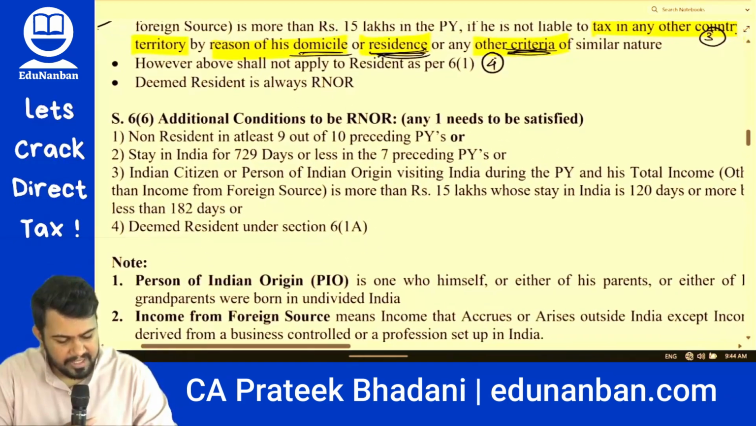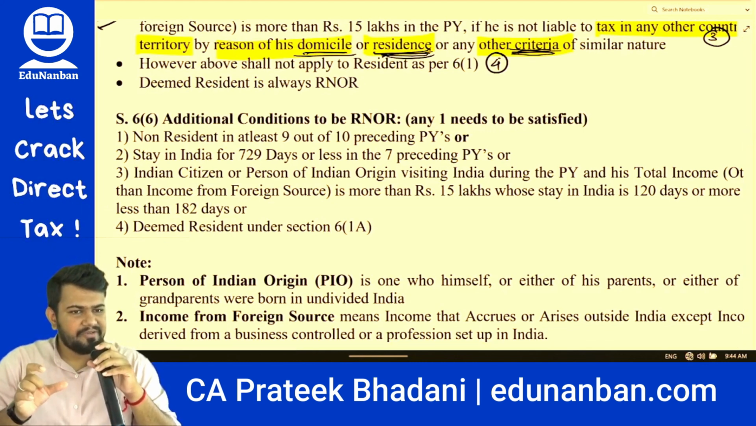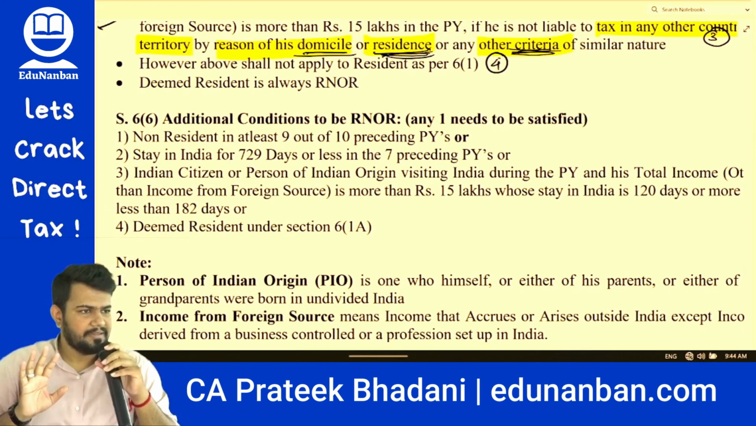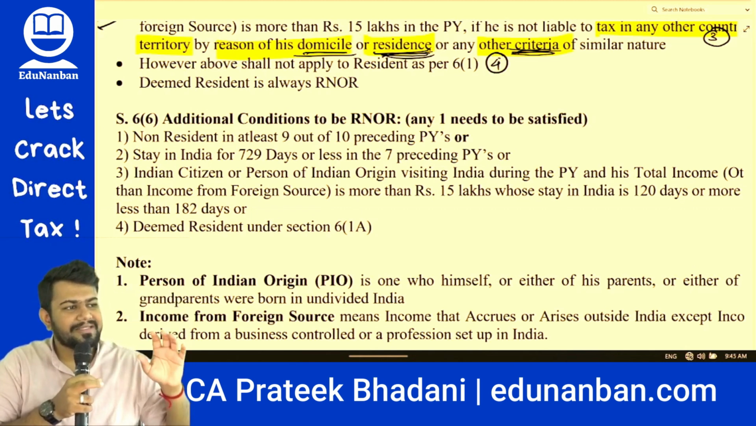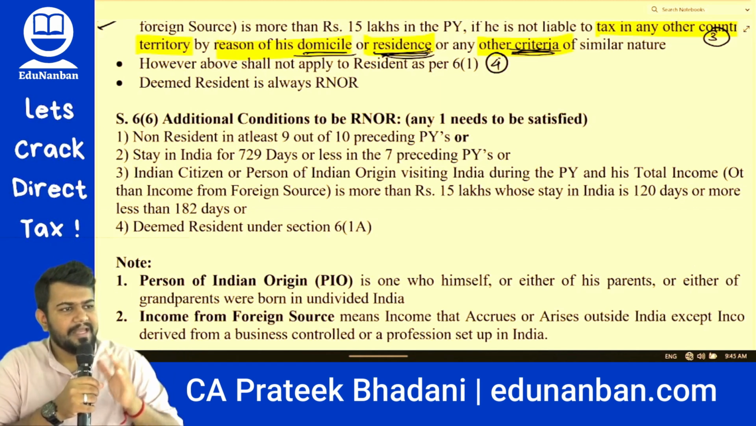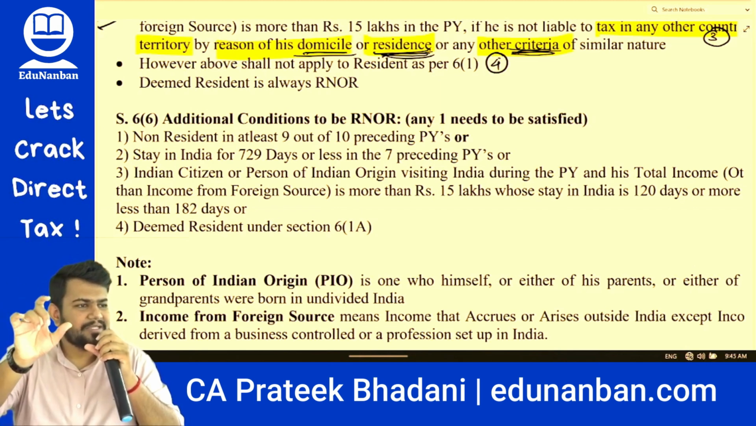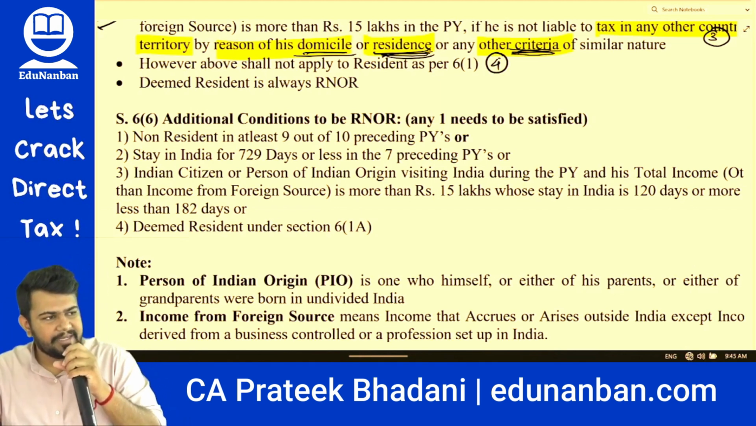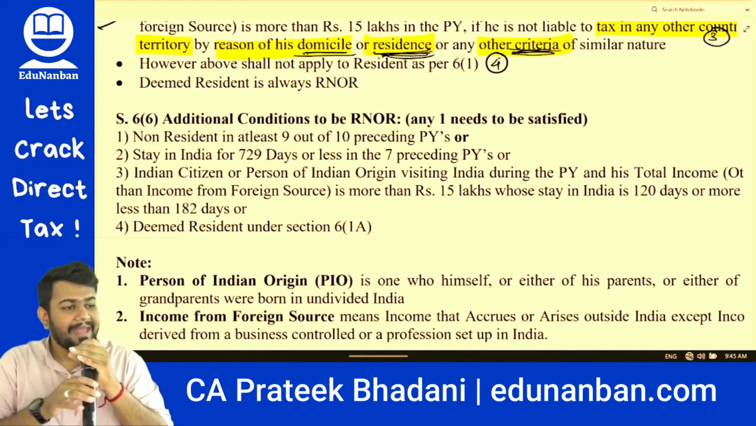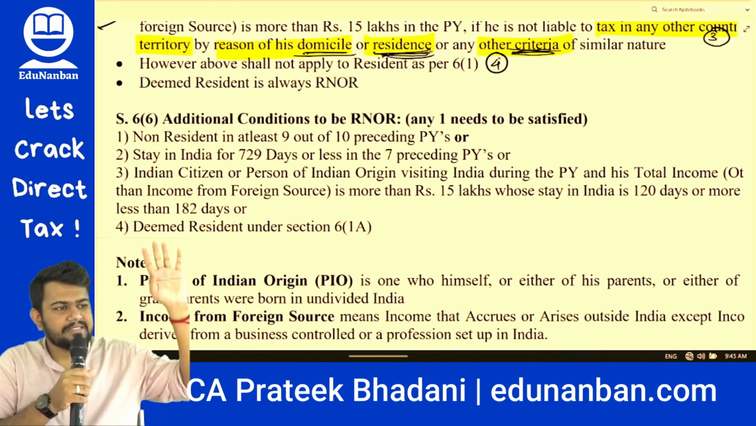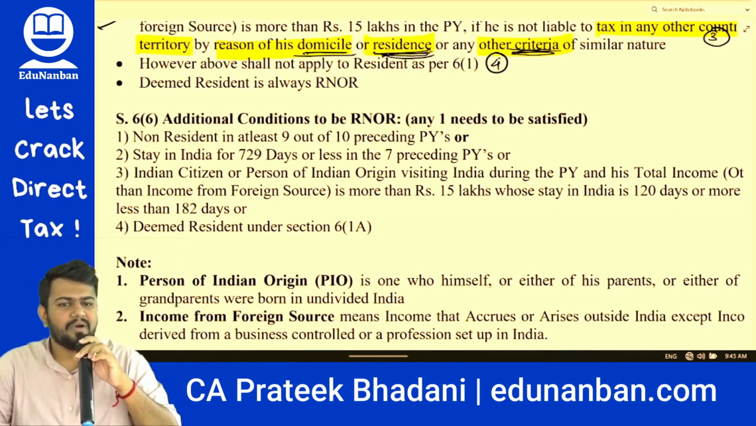Now let us see additional conditions to be RNOR. Listen, first you have to find out whether an individual is a resident or non-resident. If an individual is coming as non-resident, then you see whether that non-resident is a deemed resident. In case of resident, and resident and deemed resident cases, you can have ordinarily resident or not ordinarily resident. How to differentiate between ordinary and not ordinary? Can a non-resident be RNOR? Answer is no. Non-resident cannot be RNOR. Only resident can be ROR or RNOR.